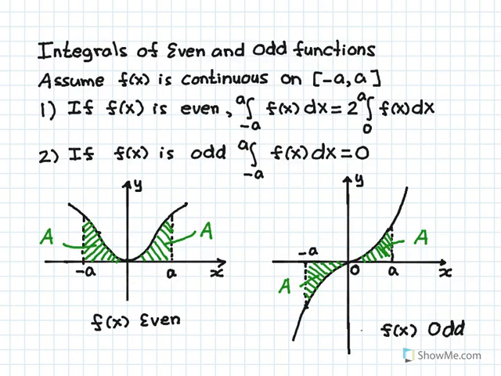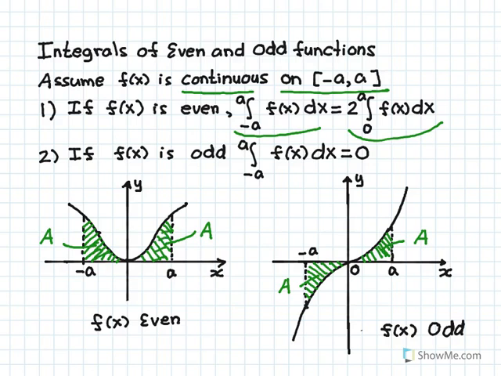Alright, so now let's talk about integrals of even and odd functions. Assume that f(x) is continuous on a closed interval -a to a. If the function f(x) is even, then the integral from -a to a of f(x) dx is 2 times the integral from 0 to a of f(x) dx. From the diagram on the left, you can see clearly that the areas just double up. So the integral from -a to 0 plus the integral from 0 to a is going to be 2a.